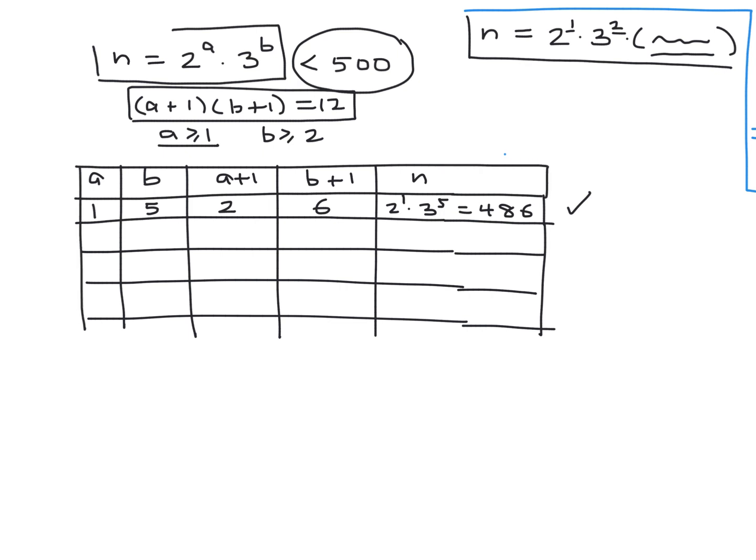Okay, so similarly, we're going to go through a few more. If A is 2, this is going to be 3, so that's going to have to be 4, so therefore this is going to be 3. And then N would be 2 to the power of 2 times 3 to the power of 3, which is 108. Okay, so that works also because it's less than 500. Let's keep going here. If A is 3, then this will be 4, this will have to be 3, and then this will be 2. So N would be 2 to the power of 3 times 3 to the power of 2, which is 72. So that works. And any more?